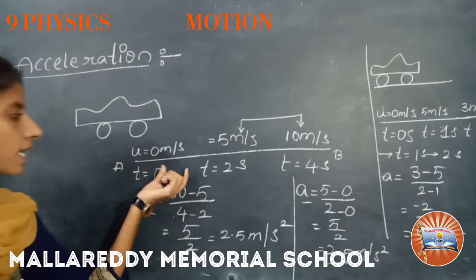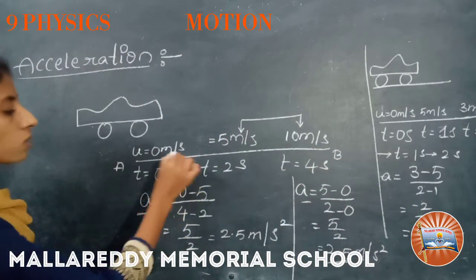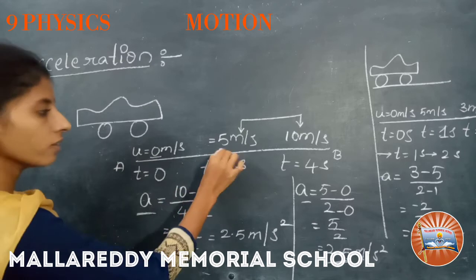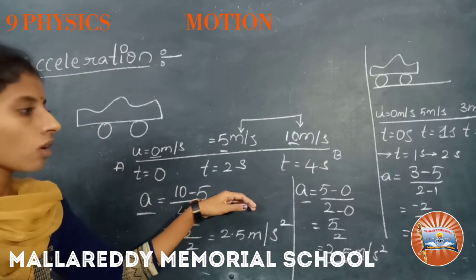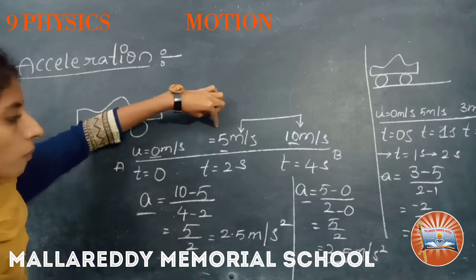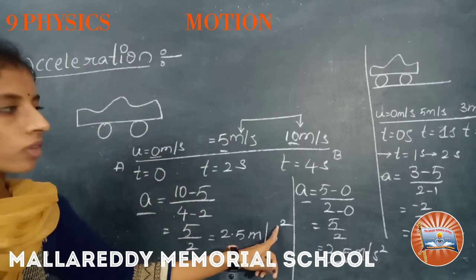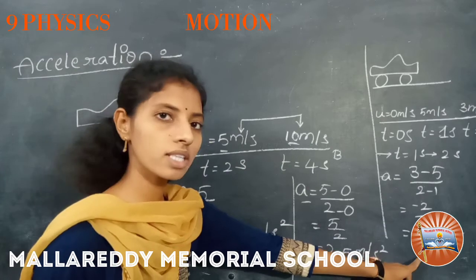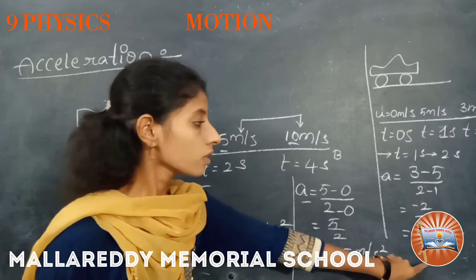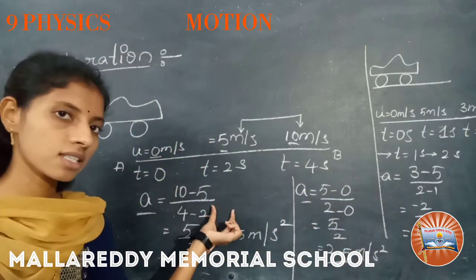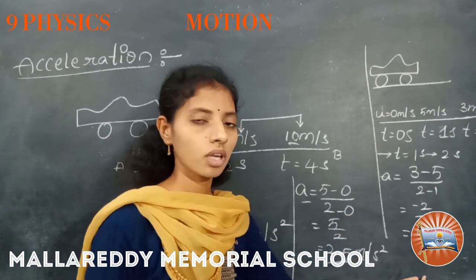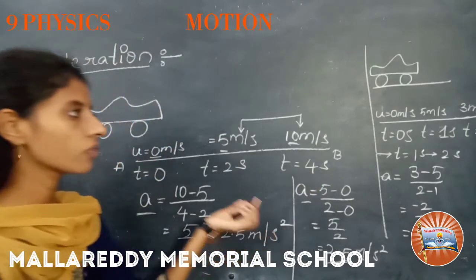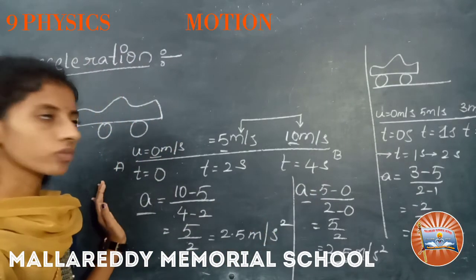Observe this example here. The values increase from 0 to 5 and 5 to 10 with respect to time, so the values are positive. But here we got a negative value, right? This one we call acceleration and this one we call retardation. Like this we have to calculate the acceleration of the car.